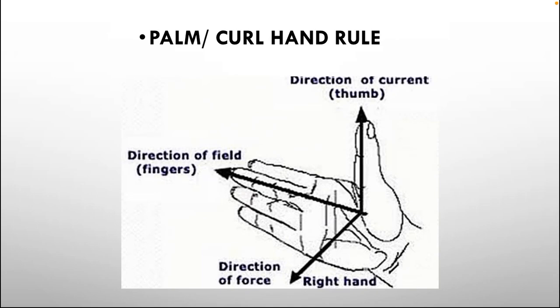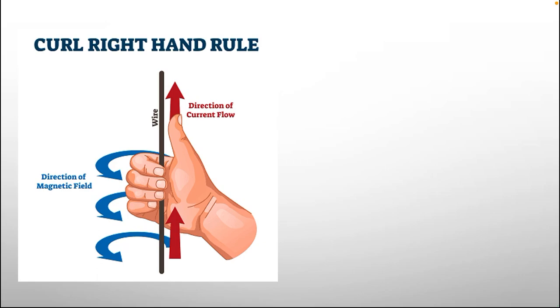So we are going to check the palm or curl hand rule, and according to that, the thumb is actually the direction of current, the fingers the direction of field, and with the right hand, the palm of the hand points in the direction of the force. Another explanation for the curl right hand rule: the thumb is the direction of current, and the fingers point in the direction of the magnetic field as they curl, and the palm will give you the thrust or motion of the force.